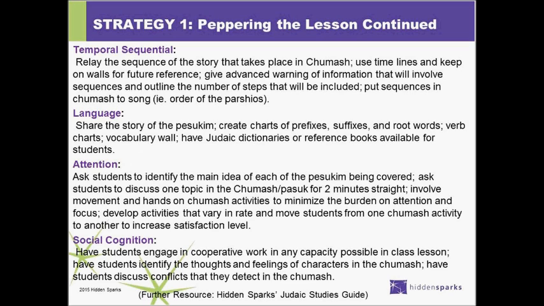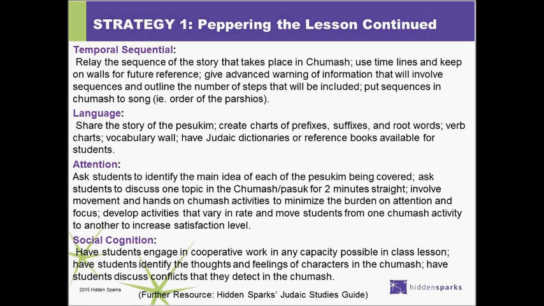On the language end, you might want to share the story of the psukim in advance. You might want to create charts of prefixes, suffixes, and root words and leave them on your walls. You might want to give them verb charts, vocabulary walls. You might want to have Judaic dictionaries available or reference books for them to go back to. On the attention end, you might want to ask students to identify the main idea of the psukim. You might want to ask students to discuss a topic in the Chumash for a few minutes straight and see if they can do that.